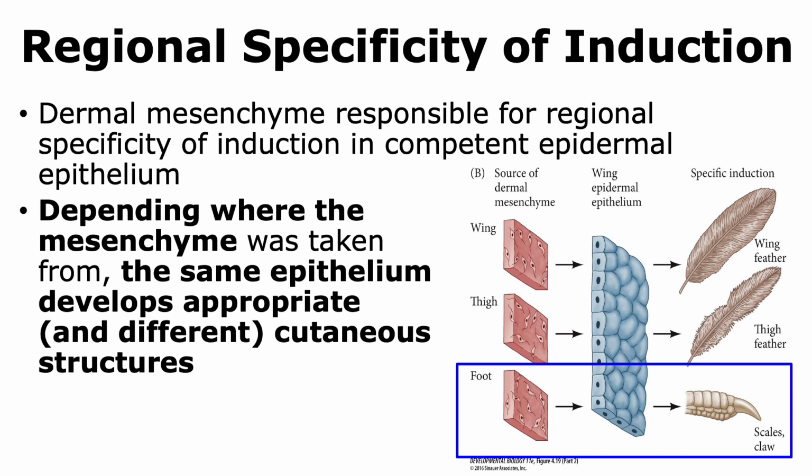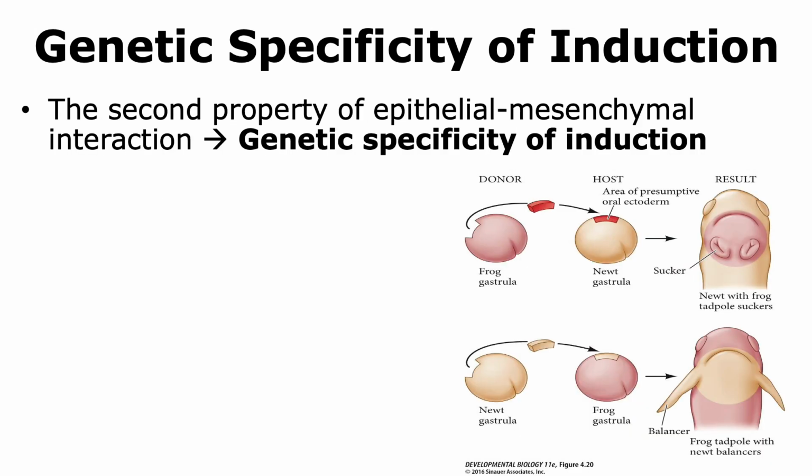Thus, even though the epidermal epithelium is the same, the mesenchyme is from a different source, and so depending on where the mesenchyme was taken from, the same epithelium can develop into different types of cutaneous structures, and hence this is an example of regional specificity of induction. Depending on the location of the inducer cells, you can get appropriate responses.